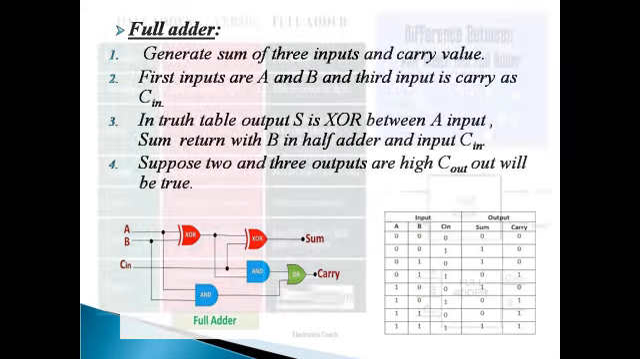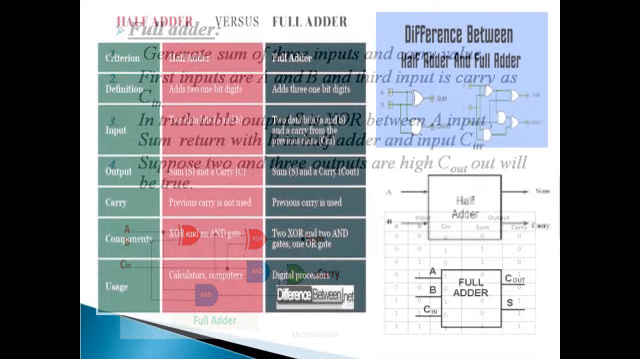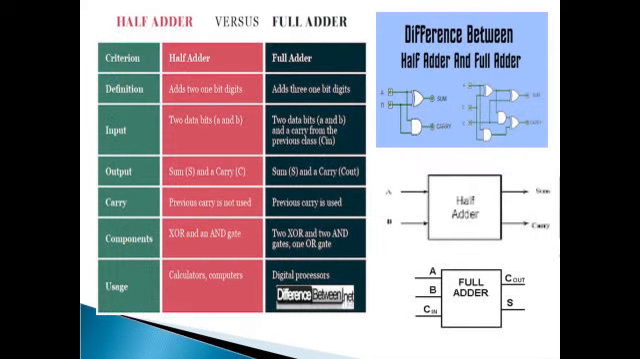Now we will discuss some differences between half adder and full adder. In half adder we have two inputs, and in full adder we have three inputs. In half adder the inputs are A and B, and in full adder the inputs are A, B, and C in. The output in half adder is sum and carry, and in full adder we have sum and carry out as our output. Half adder does not use the previous carry, but in full adder we do use the previous carry.